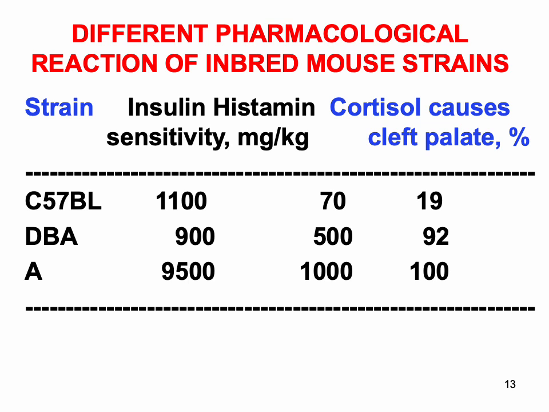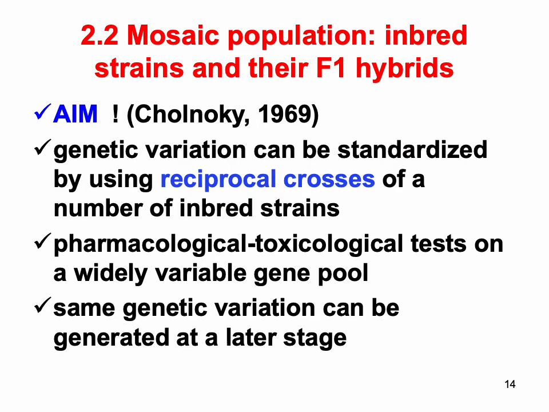So we can conclude that we need some solution, because toxicology and pharmacology need a wide range of alleles, but a repeatable, uniform population. So this is the so-called Hungarian saying, how to make an iron seal from wood, but this is possible, and this is in laboratory animal science the mosaic population, the inbred strains and their F1 hybrids.